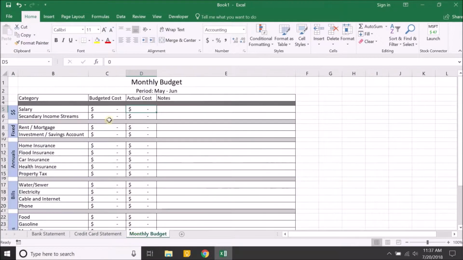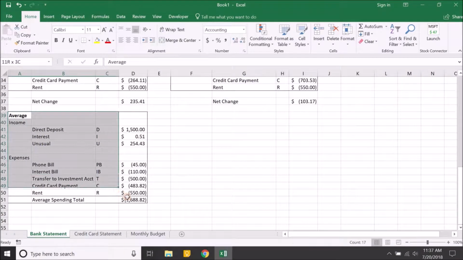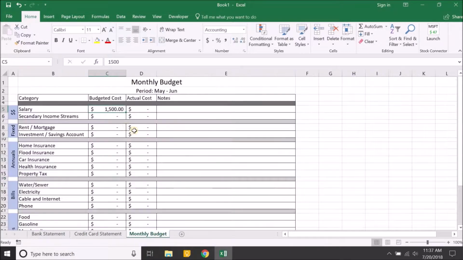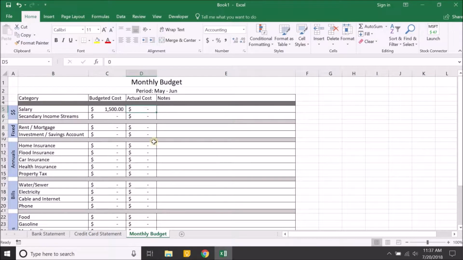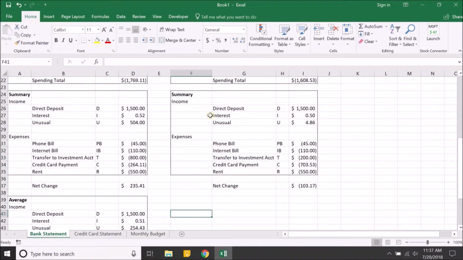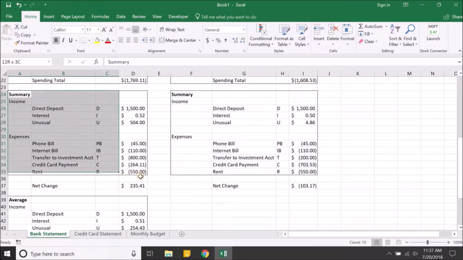Okay. So let's start off with salary. This is going to be 1,500, and this number is from the bank statement on the averages. Okay. So just to make it simple, the budget is done at the beginning of the month, from the averages table, what you expect to make and what you expect to spend. And the actual cost is going to be from the actual summaries table, from the prior month. We're not going to use any other months.